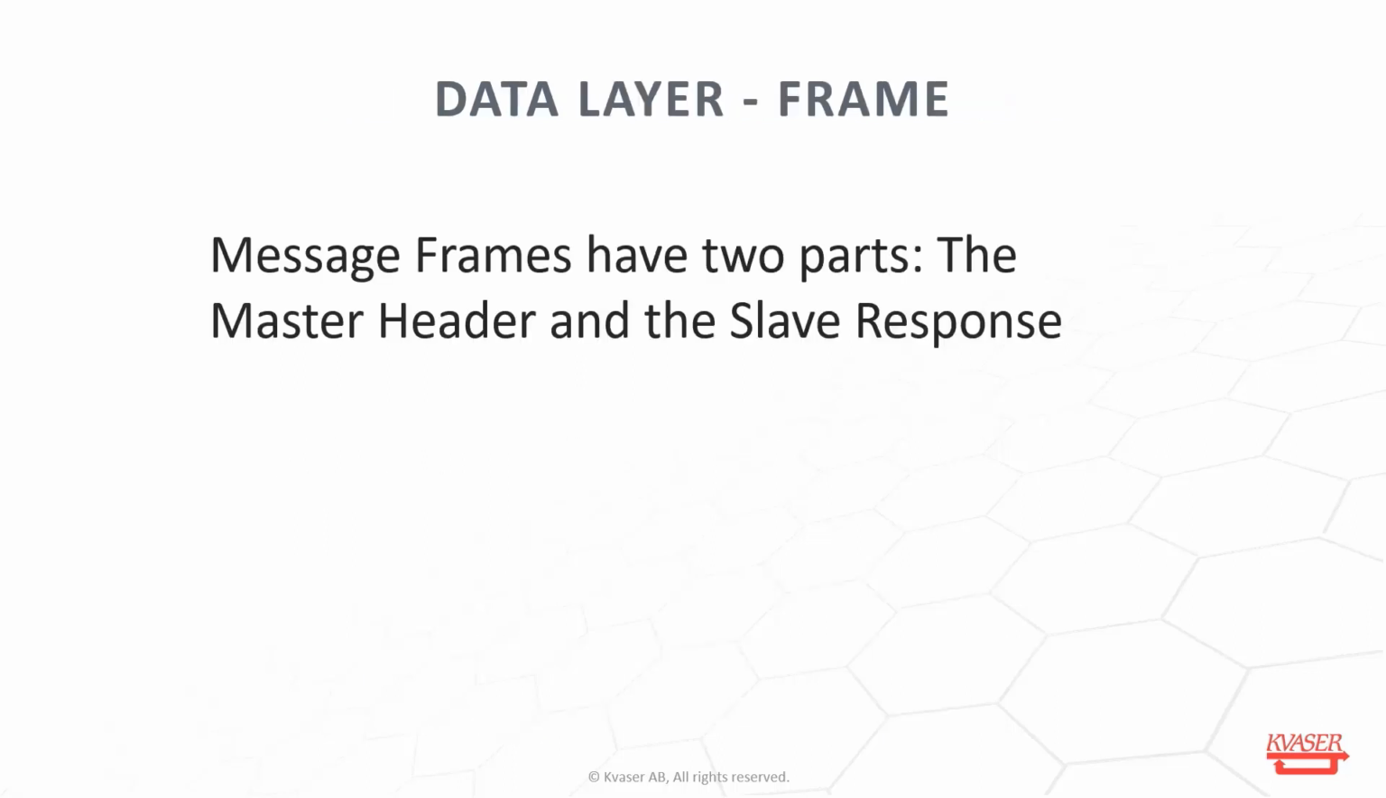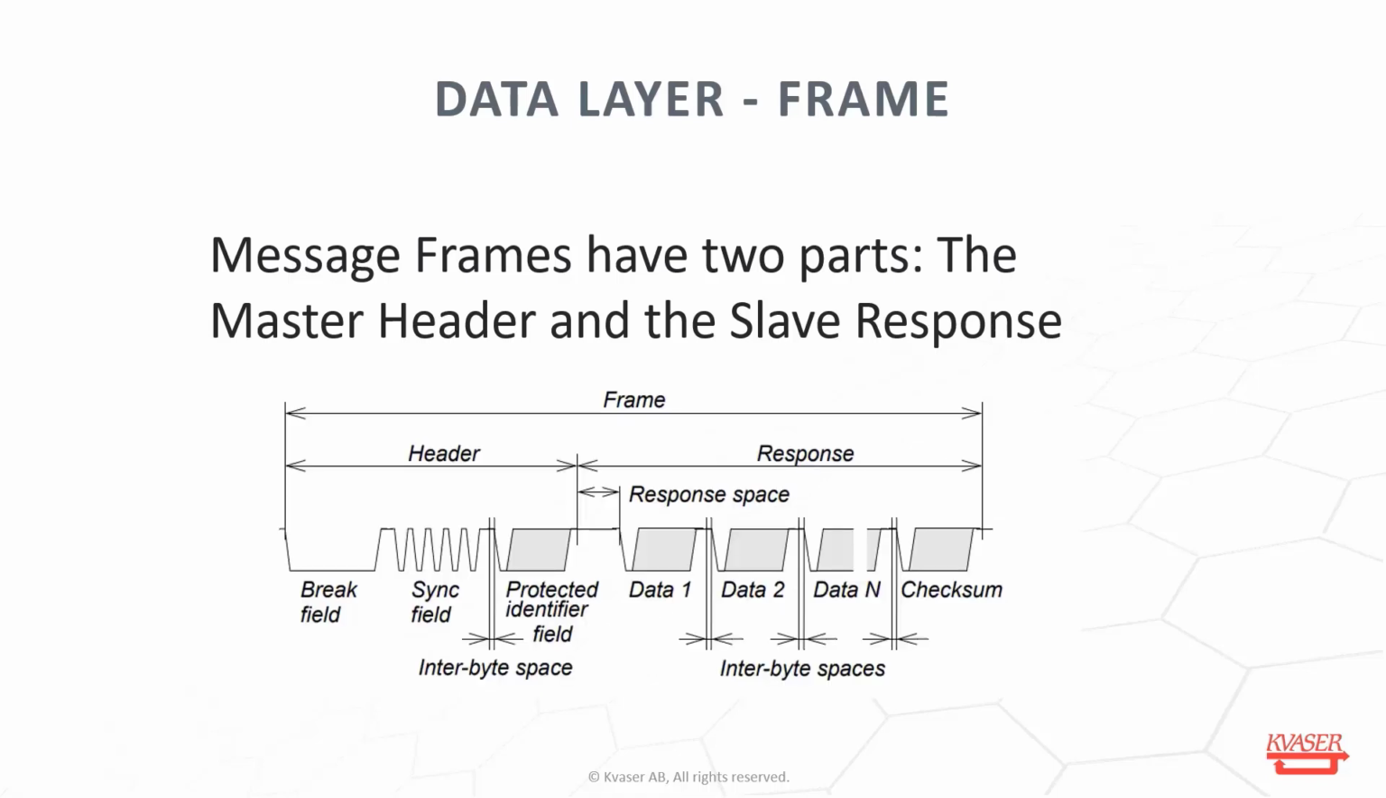Looking at the frame, it is split into two parts. There's the master header and the slave response. The master node is responsible for creating the header, and then the slave node is responsible for filling in the data. The header is broken into three parts: the break field, the sync field, and the protected identifier field. The response can be a variable length. So when the slave adds the data to the frame, it can be in a variable length.